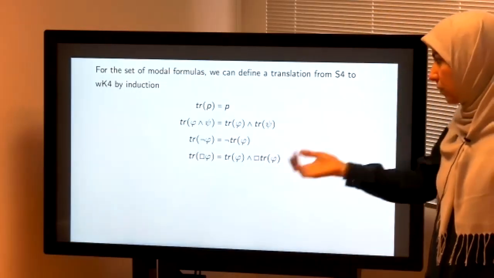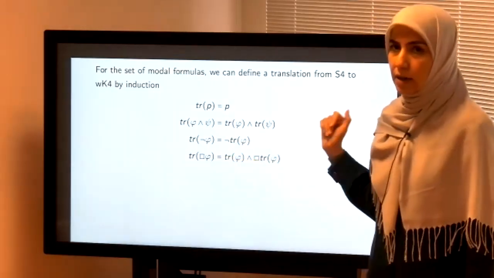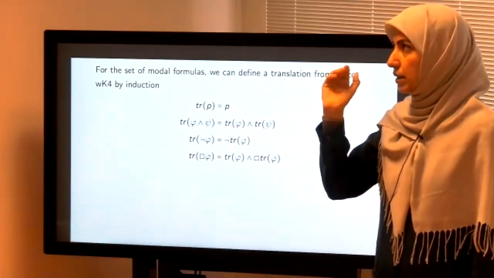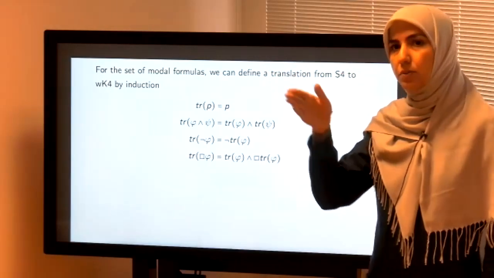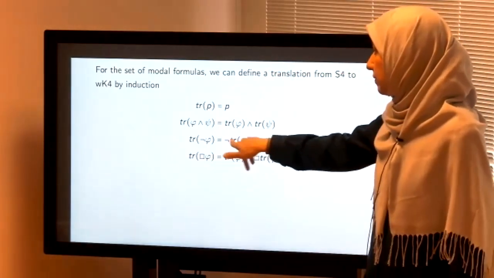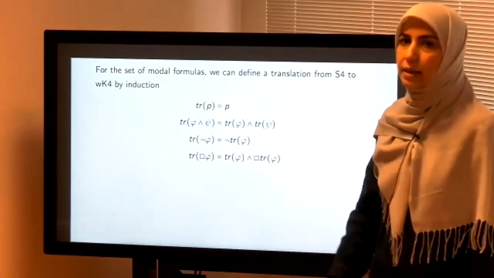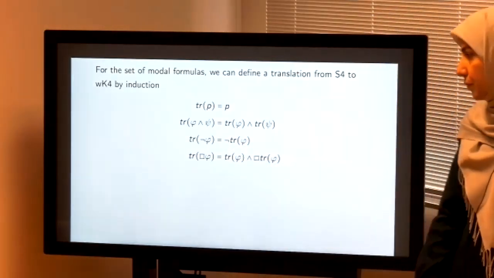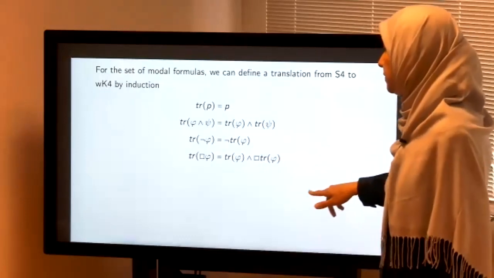It's clear why we consider this translation: in S4 we have box p, then box box p, but here we need to add this formula to box p.